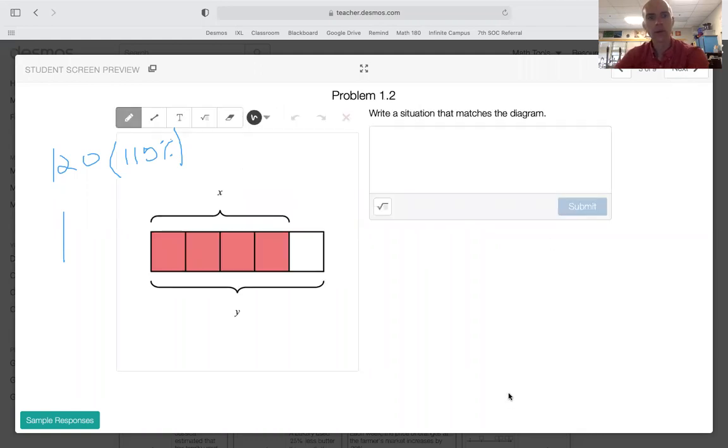All right, so here we want to write a situation that matches the diagram. Let me get the work off the screen from the previous one. Looking at this diagram, this part right here is our original because it's covered by the X, and X always stands for the original amount.